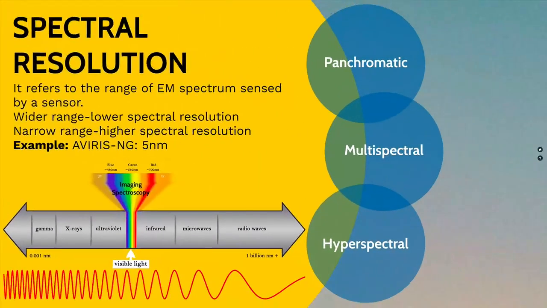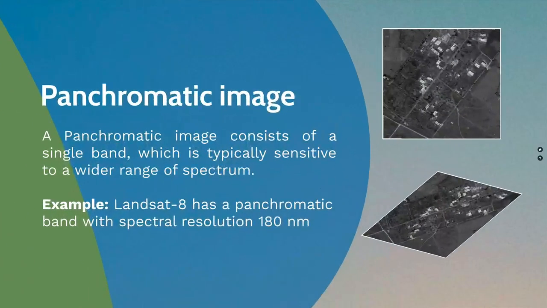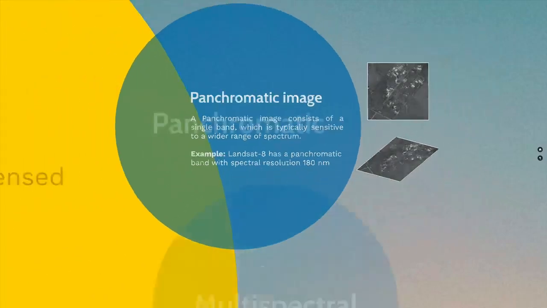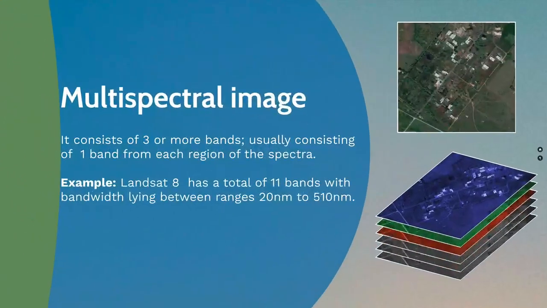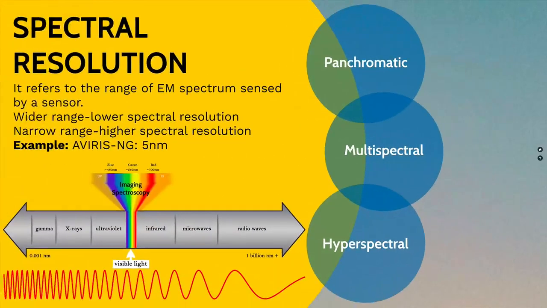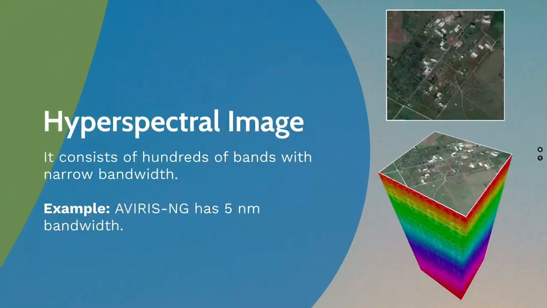Now, according to the number of bands stored in an image, we classify it as panchromatic, multispectral, and hyperspectral remote sensing. Panchromatic images are images which consist of a single band. In multispectral, multi meaning having many bands, which is usually more than 3. And finally, in hyperspectral, hyper means up to hundreds of bands collected at very high spectral resolution.